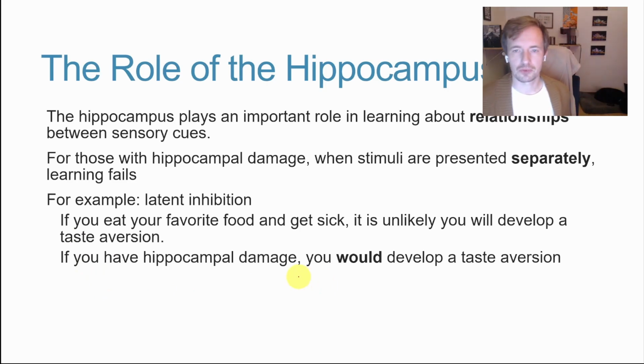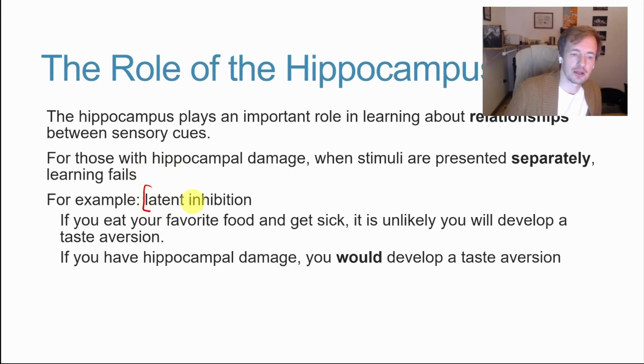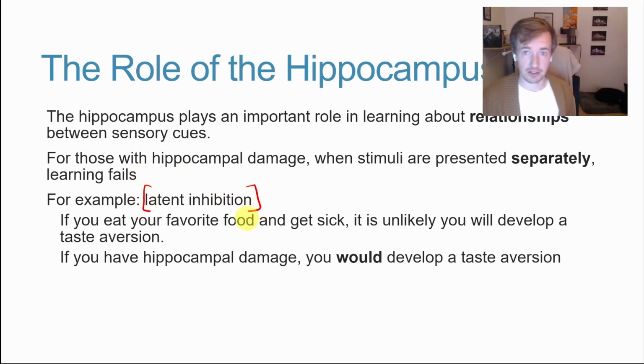If we have hippocampal damage, though, this doesn't really work so well. Basically, if I have my favorite food and I have hippocampus damage and I get sick, then the next time I see that food or smell that food, I'm going to feel sick, because latent inhibition is impaired when we don't have a hippocampus.